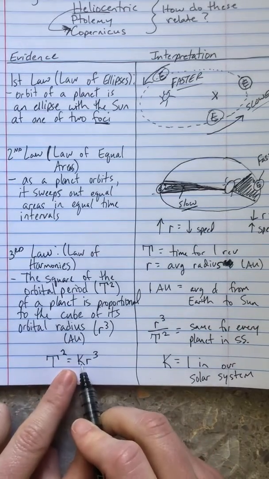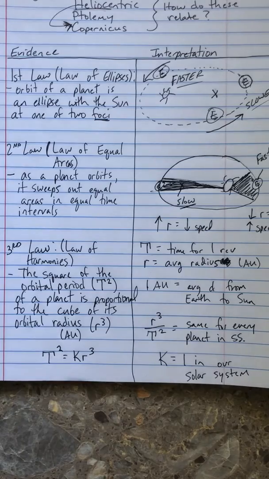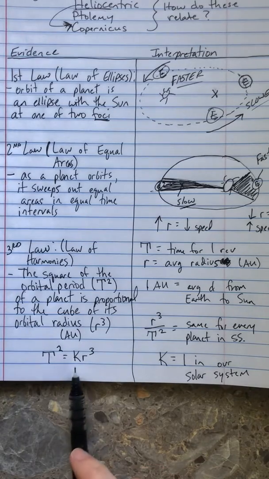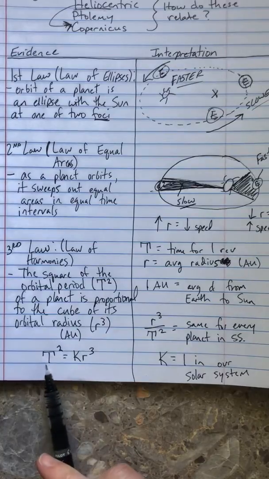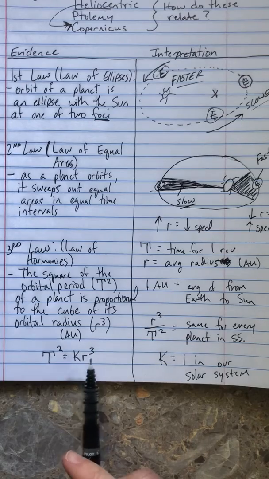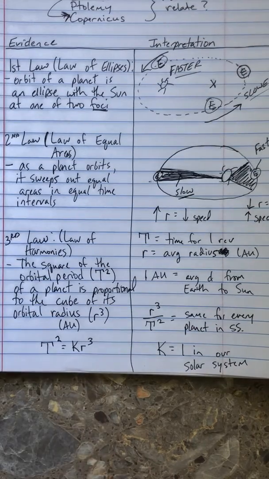Okay, so it's there, and I feel like I gotta write it just to make it correct. But if it's in our solar system, we decide we're just gonna call this 1. And so if you know something's period, you can easily find its radius. If you know something's radius, you can easily find its period, which you already practiced with the gizmo.